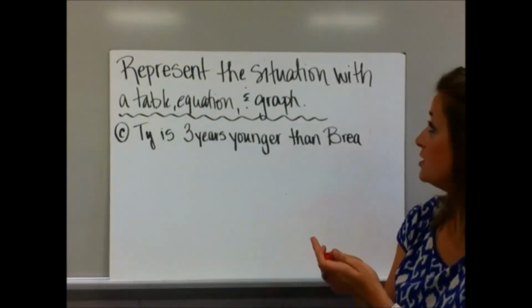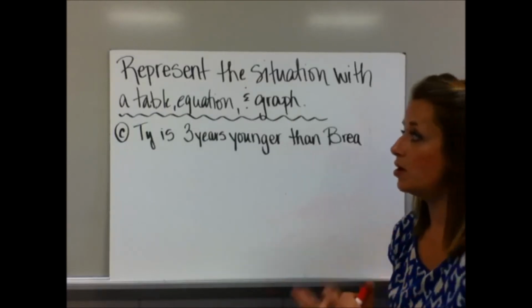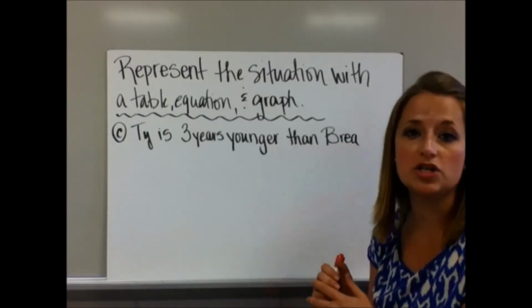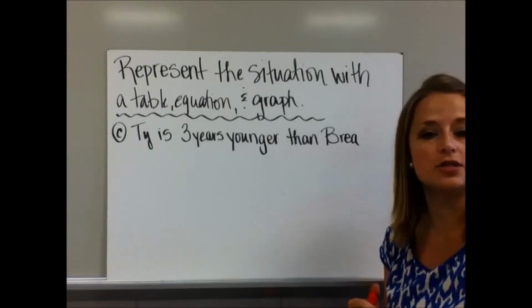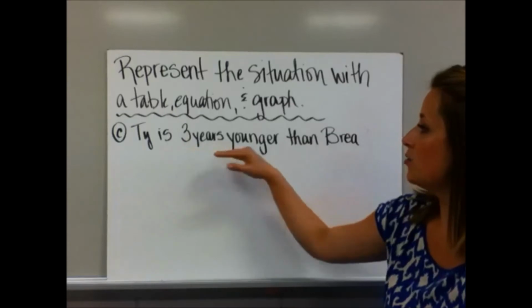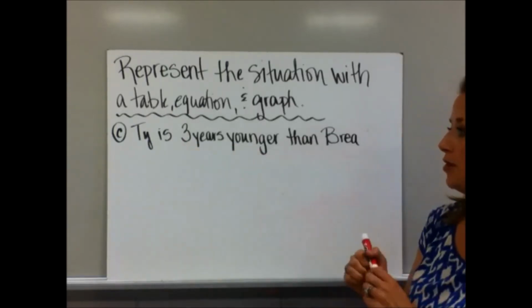Here we need to represent the situation with a table, with an equation, and with a graph. All three of those fit together, the table, the equation, and the graph. It's just kind of like different languages to communicate one idea. So the situation is Ty is 3 years younger than Bria.